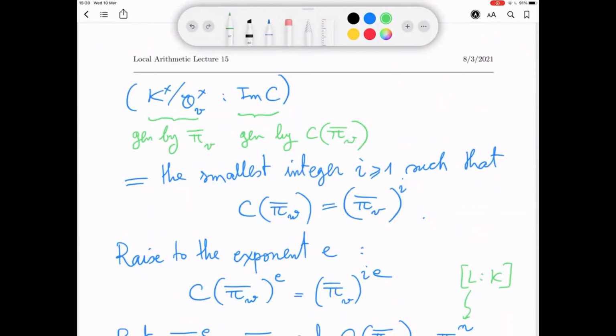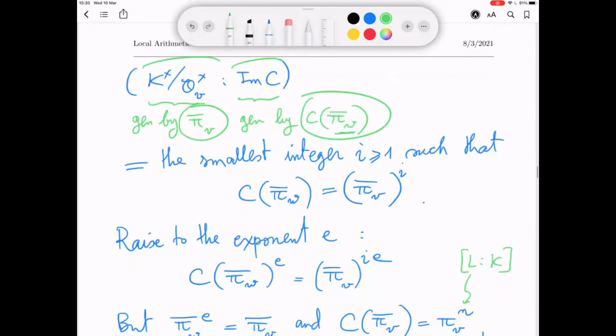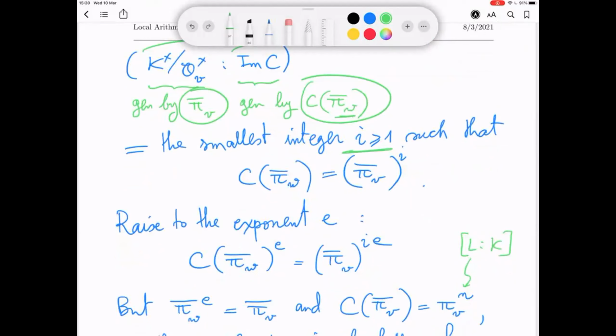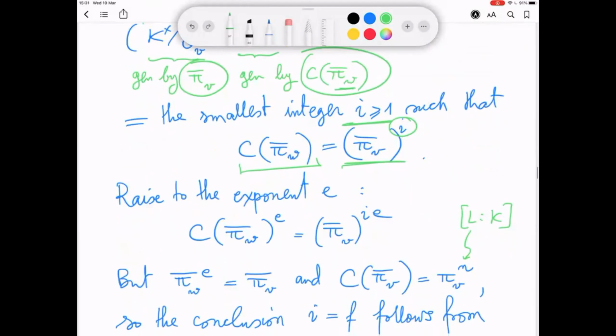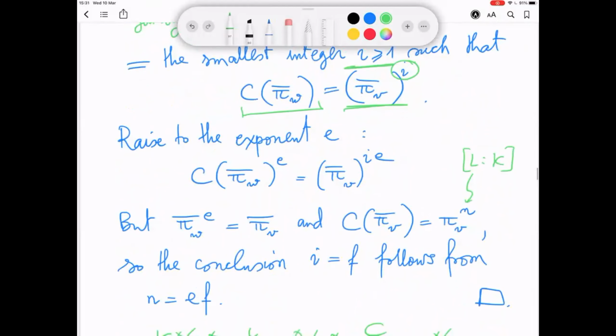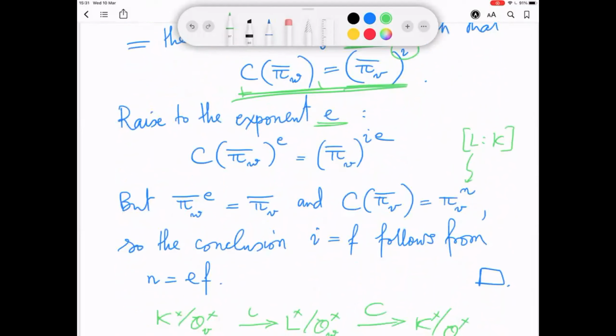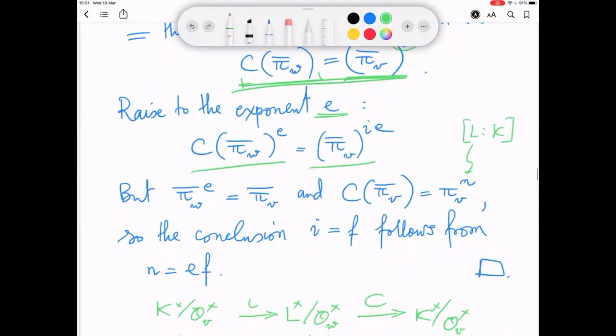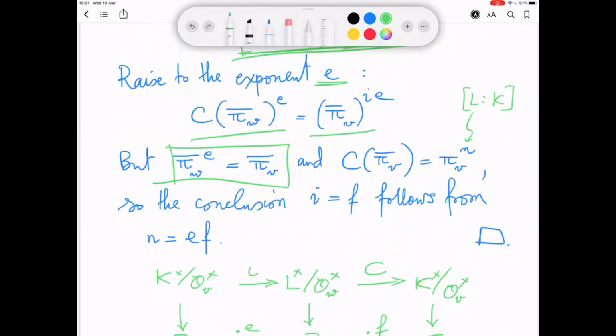How about the index? So this is isomorphic to Z, and this is a subgroup. What is the index of this subgroup? So this is by definition generated by the image of some uniformizer. And this is generated by the image of some uniformizer of L here. So the index is the smallest integer I such that this is the ith power of the generator of the big group. Now, we have to determine what this I is. Okay, so we get this relation anyway. If I raise both sides to the exponent E, then I'll get this equal to this, but basically the eth power of the uniformizer of L is the uniformizer of K up to a unit of L.